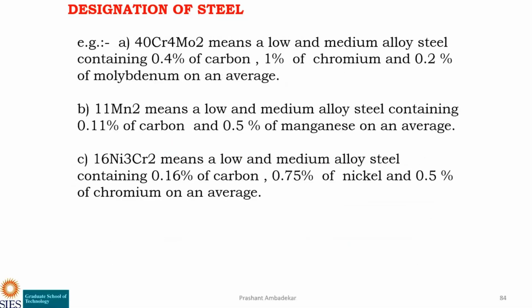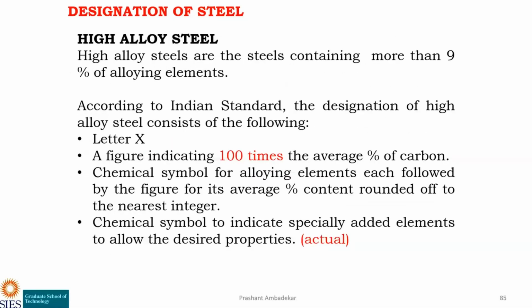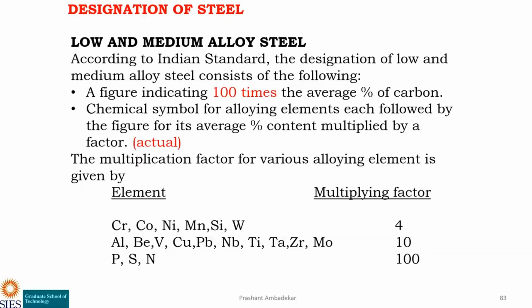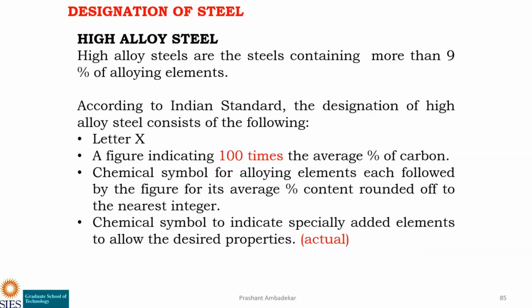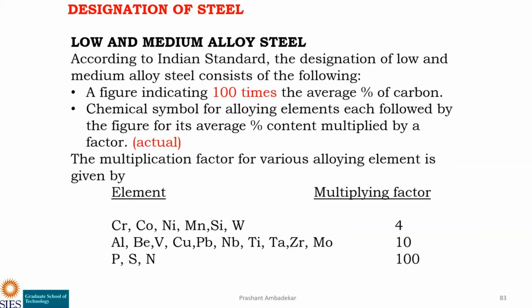If it is a low and medium alloy steel or if it is a high alloy steel, there is no letter C. No letter C means the first two cases are gone. Then depending on the alloying element content, we can identify whether it is low and medium alloy steel or high alloy steel. Generally, if it is 9 or more than 9, it can be high alloy steel. And if it is less than that, it has to be low and medium alloy steel.